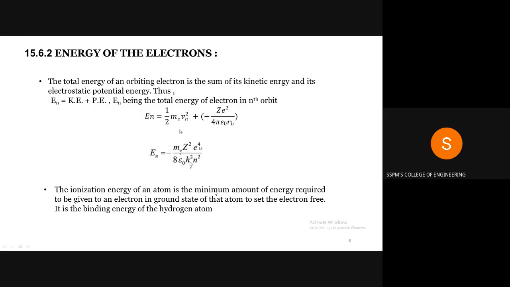This is a very famous equation, where we discussed that the energy of an electron orbiting in the nth orbit is directly proportional to 1 upon n square.